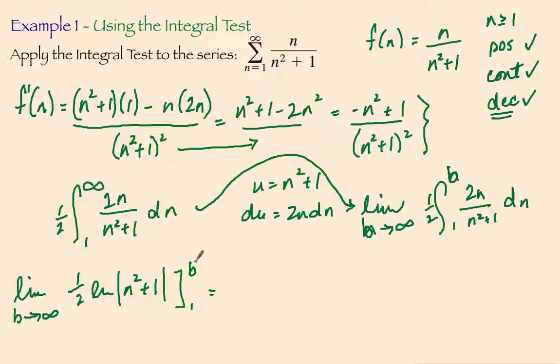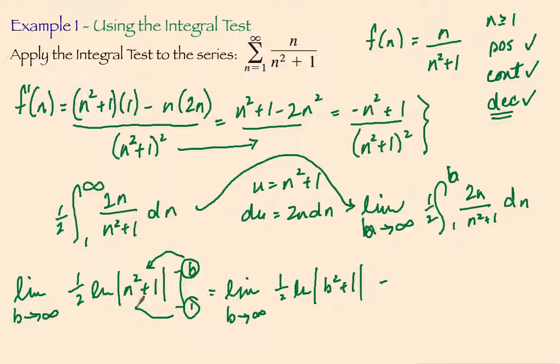For our first term, as we put b in for n, we end up with the limit, as b approaches infinity, of 1/2 the natural log of b squared plus 1, and then minus, we won't need the limit for plugging in the lower endpoint of integration here, we end up with minus 1/2 the natural log of 1 squared plus 1, which is just 2. I guess I don't need the absolute value bars there. We will take them away, natural log of 2.